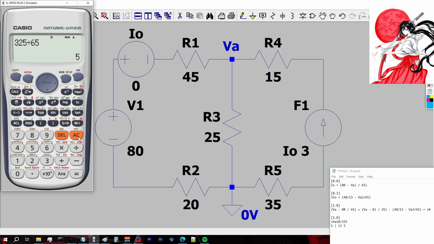So we multiply 5 into 3, and that's 15. So 15 plus 18 is going to be 33. So we've got 33 over 325, VA. Can that simplify any more? No, that cannot. All right, cool.